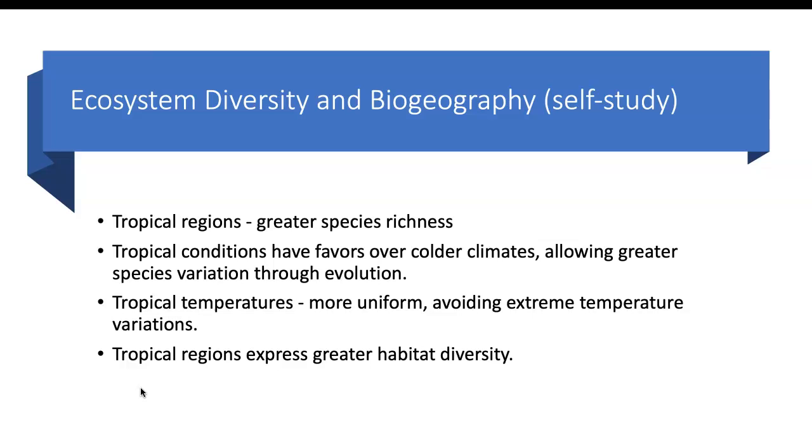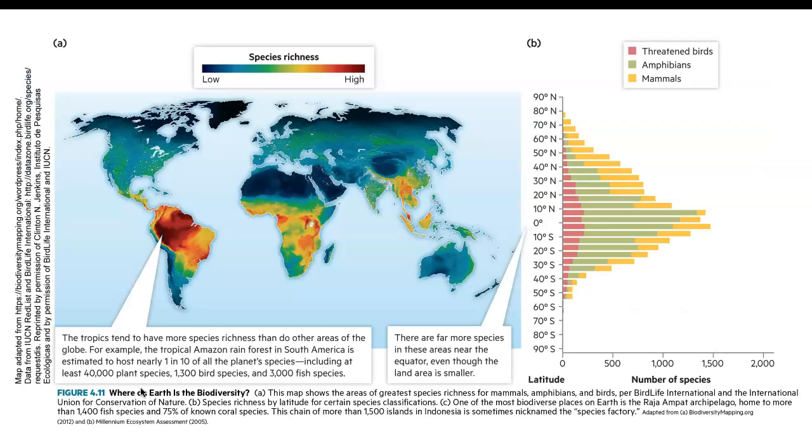So to summarize, the tropical regions are very special biodiversity hotspots. They have greater species richness, evenness also, and because the climate is consistent and mild and favorable, the organisms living there do not have to endure harsh transitions of climate, and they have a better chance of survival. That's why the tropical regions express greater habitat diversity.